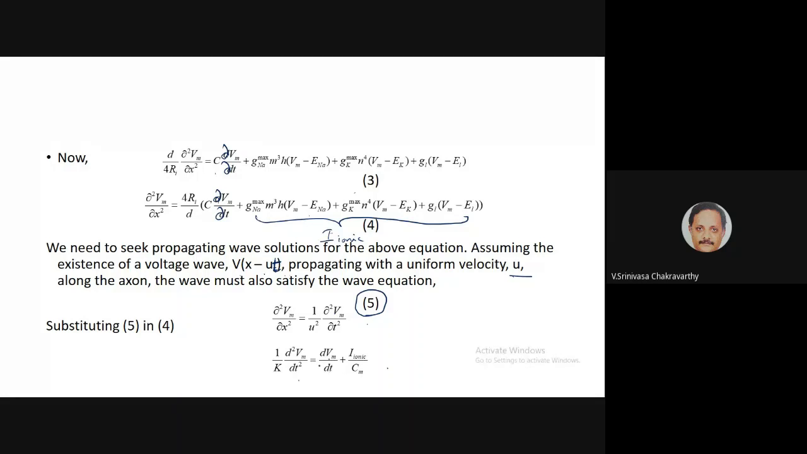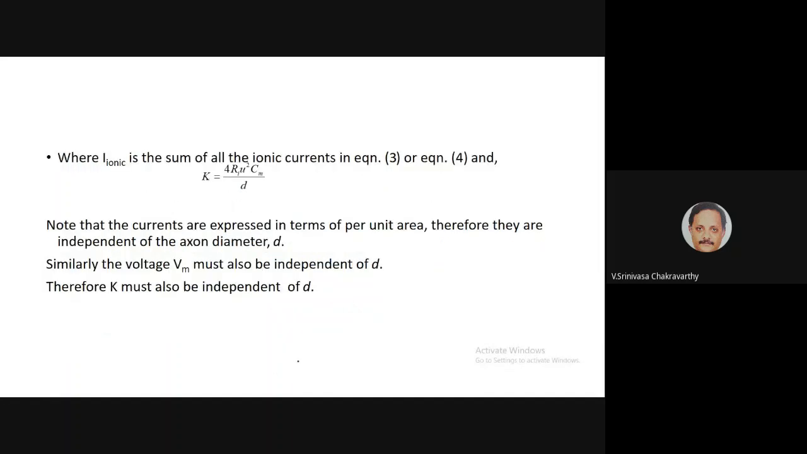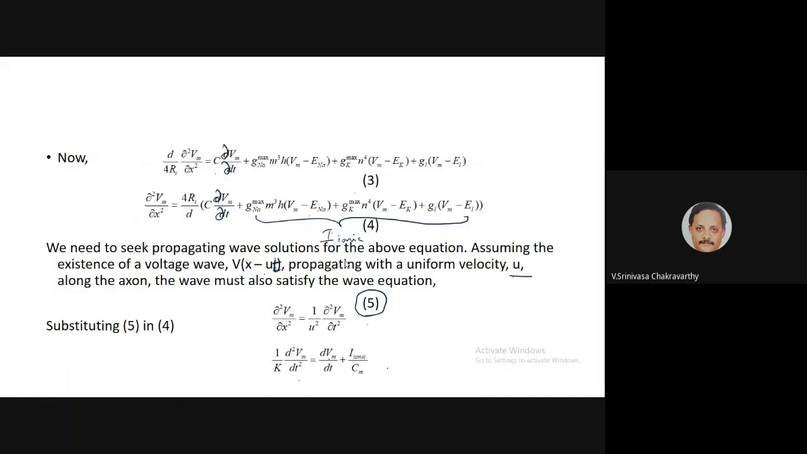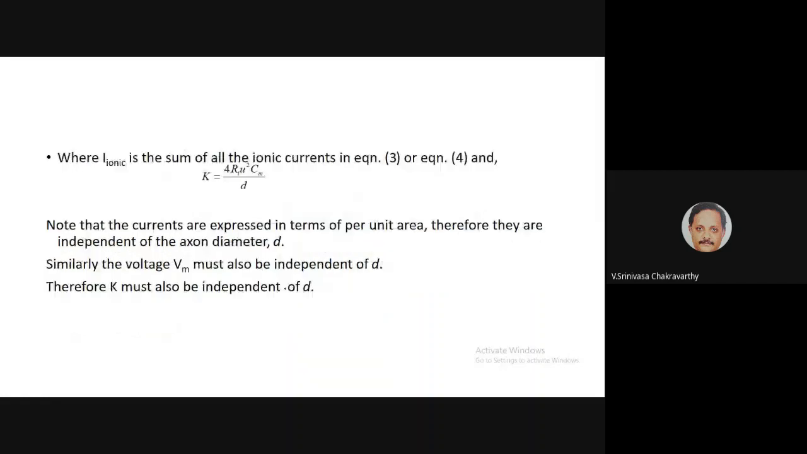And once you make this, I'm replacing the partial derivatives with the regular derivative, dv by dt. Where this constant k, if you do the algebra right, turns out to be equal to 4 capital R u square by u square Cm, capital Cm by d. Now, the fact that the constant k is of this form has an interesting consequence. Let us see what that is in a minute.